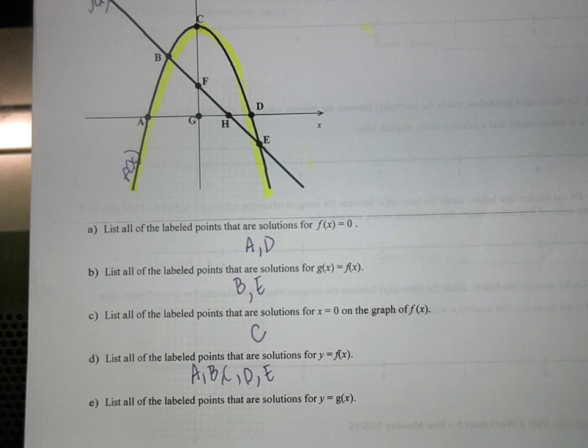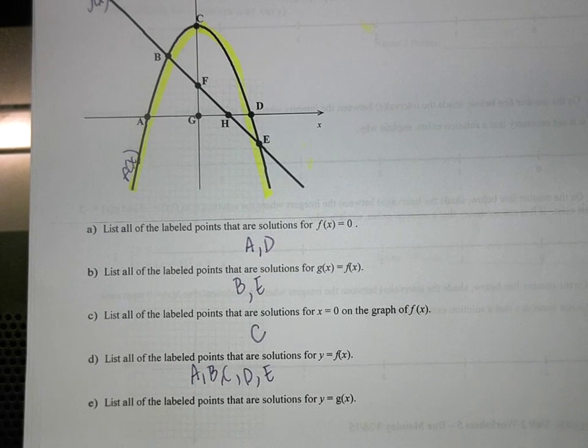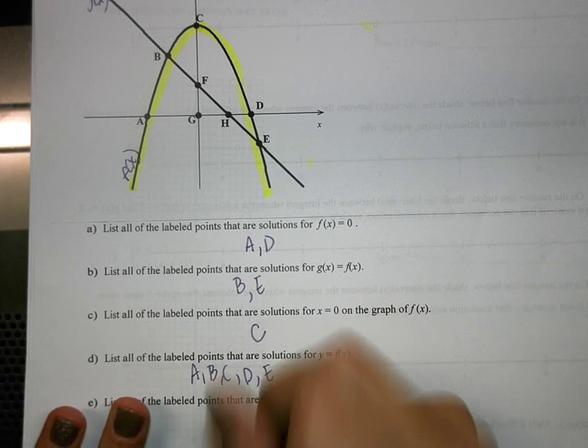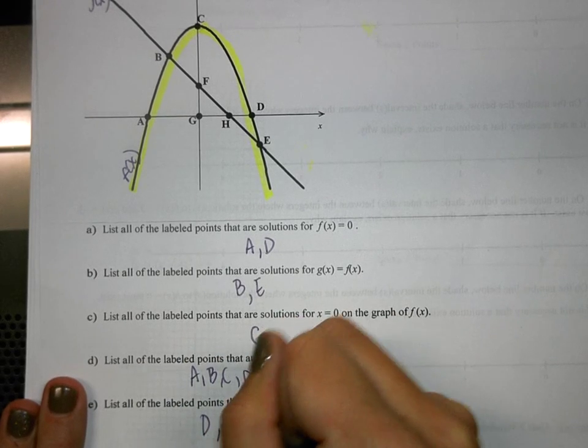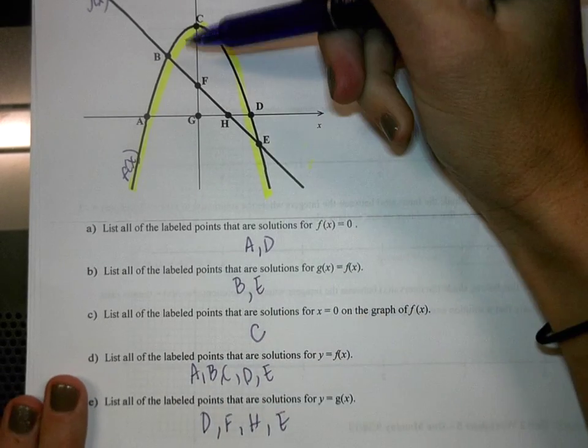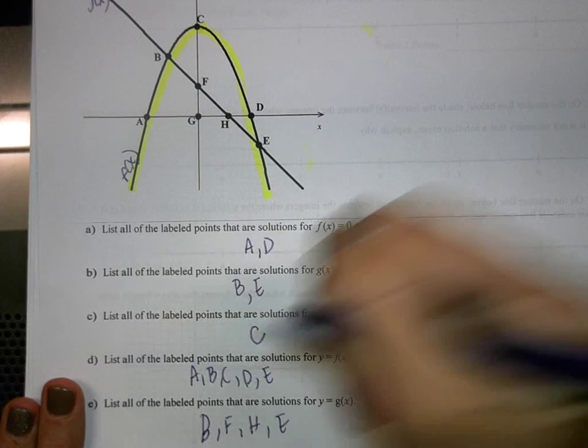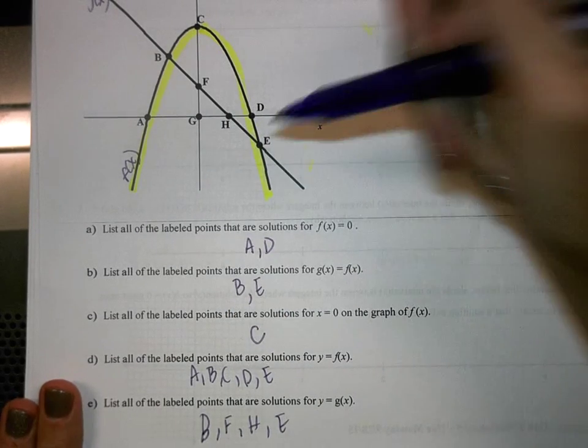Okay, and then it says list all the labeled points that are solutions for y equals g of x. And those would be, good, B, F, H, and E.